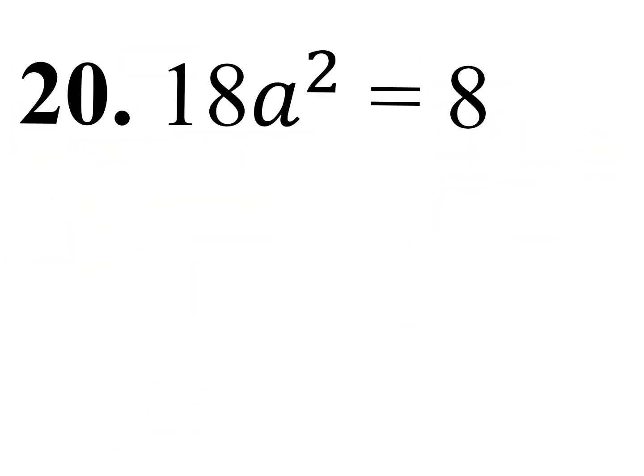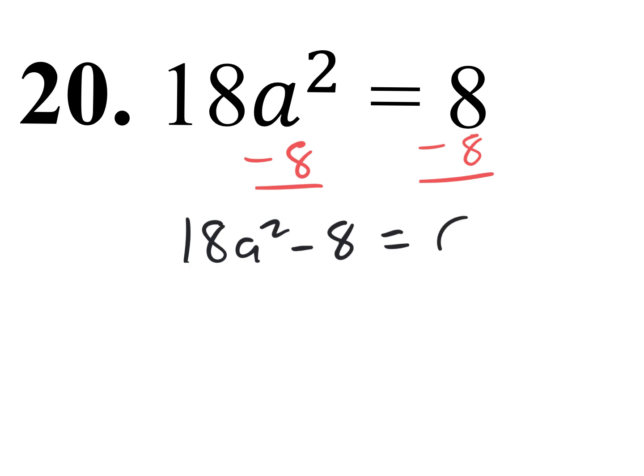Okay, so since in the other one I got the variable by itself and got rid of the square by applying a square root, I want to go the other way here. I want to make it equal to 0 first by subtracting 8, subtracting 8. You can't really subtract 8 from a squared, so you're just going to rewrite it. 18a squared minus 8 equals 0.